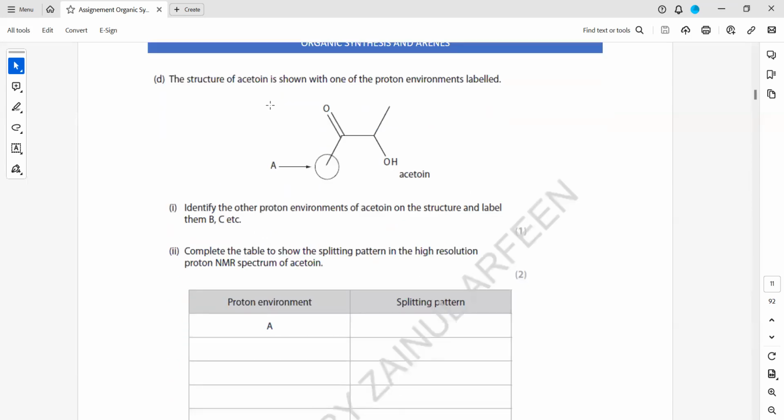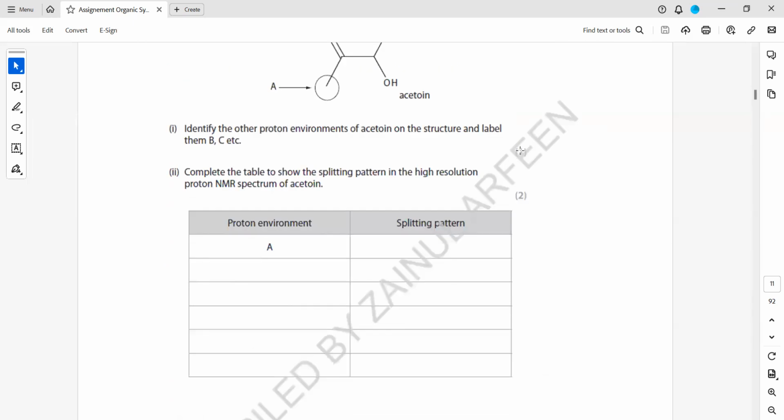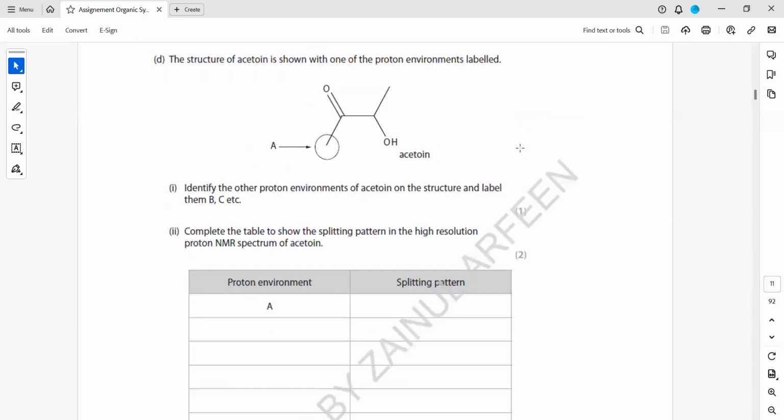The structure of the acetylene is shown with one proton environment label. Identify the other proton environments and label them as B and C. And then in a high resolution splitting pattern, we have to predict. So how many hydrogen environments are there? You can see this does not contain hydrogen, so there's no hydrogen environment. This will be CH, this will be CH3. But this CH3 is different from this CH3, so this is A, this is B, this one is C, and this one is D.